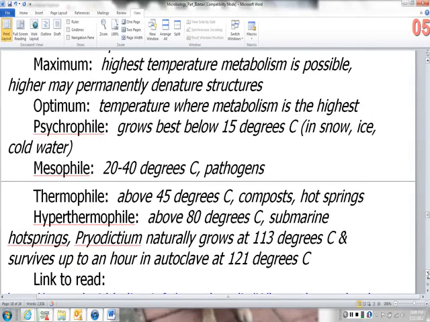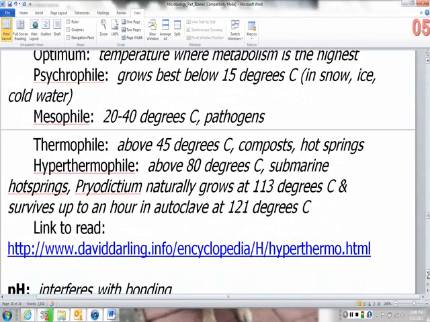The thermophiles will grow in temperatures above 45 degrees Celsius. These organisms will grow in places like composts or hot springs. Hyperthermophiles thrive at temperatures above 80 degrees Celsius. These tend to be in submarine hot springs where the pressure allows the water to get above boiling temperature at the sea level of 100 degrees Celsius.